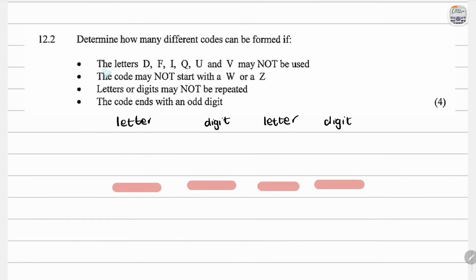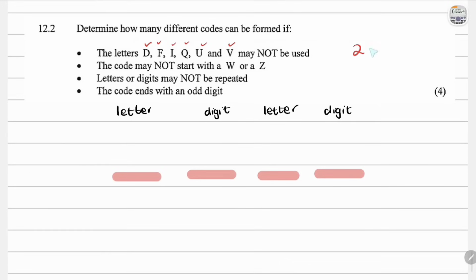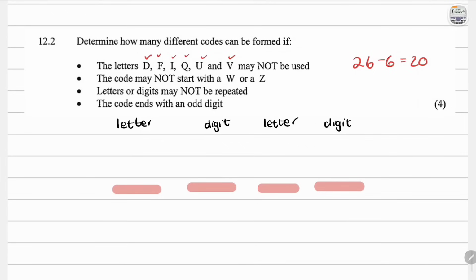They first tell us that all of these letters cannot be used. So let's make sure we know how many: 1, 2, 3, 4, 5, 6 letters can't be used. We know that there are 26 letters in the alphabet. You're not allowed to use these 6, so you're down to 20 choices that you can use.